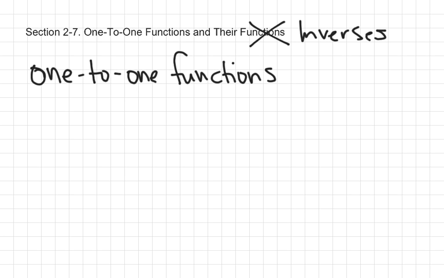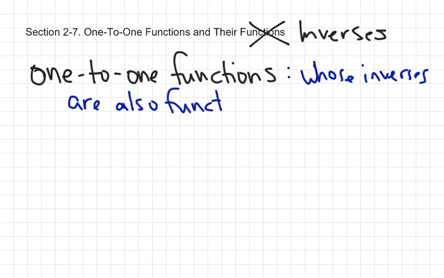One-to-one functions are functions whose inverses are also functions. Just because you have a function doesn't mean when you graph its inverse or find the equation of its inverse that it is also a function.